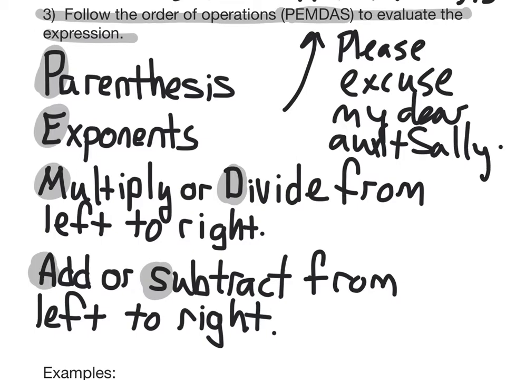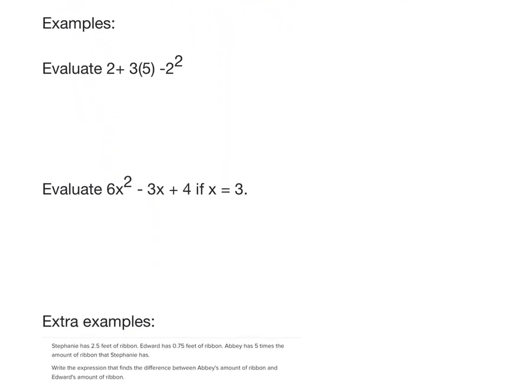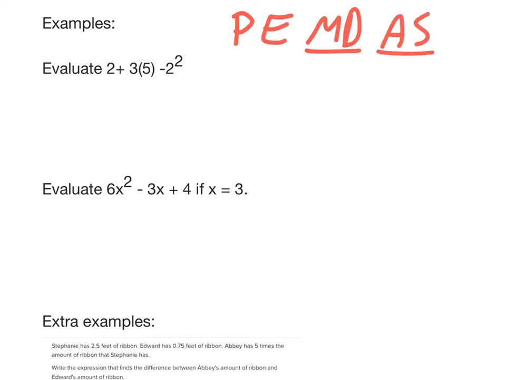All right, so let's try out some problems. Here's an example. I need to evaluate 2 plus 3 times 5 minus 2 to the second power. So, remind myself: please excuse my dear, those go together, Aunt Sally, those go together. Because remember, you don't have to multiply before you divide, it's whichever comes first. You don't have to add before you subtract, it depends on which comes first. Okay, so parentheses. There's nothing to do in the parentheses in this problem. Those parentheses just mean you're going to multiply 3 times 5 at some point. So I've done the parentheses.